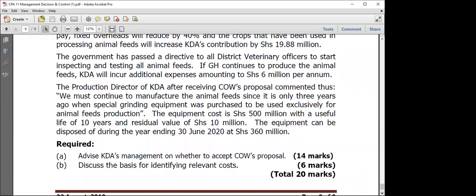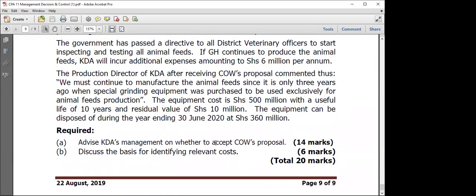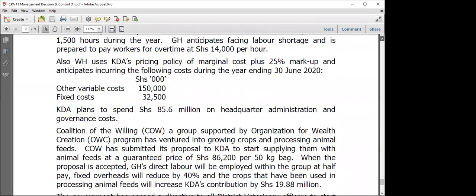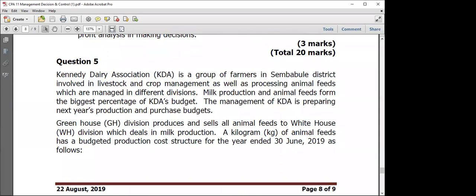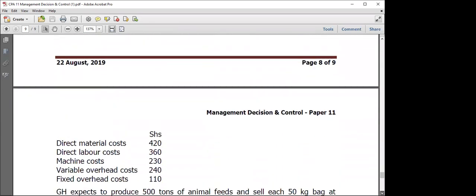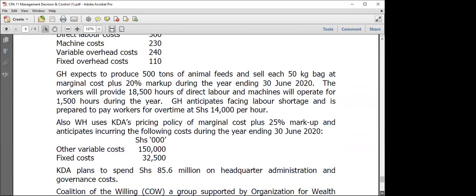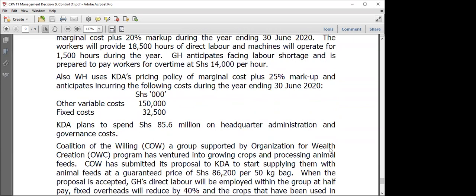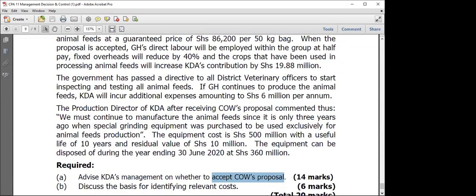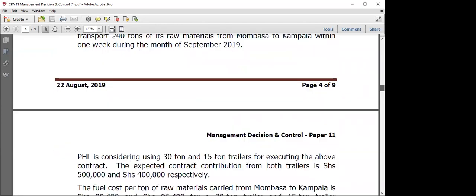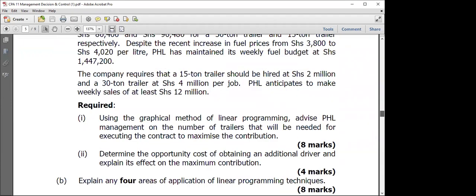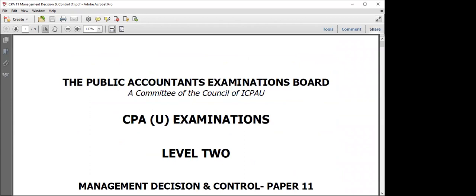So as we proceed, this was KDA management on whether to accept Cow's proposal. I don't know what Cow's proposal was trying to propose here, but this could be a short-term decision-making kind of question. Let me see, Cow's proposal, GSH expects marginal costs. Okay, I think we shall go into detail when we come to revision. I just wanted to give you an insight of how this will look, and I hope it has been a bit helpful to you as we proceed.